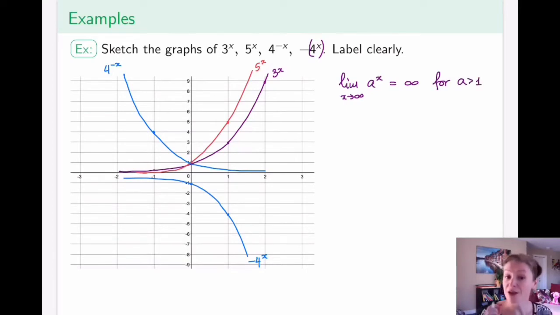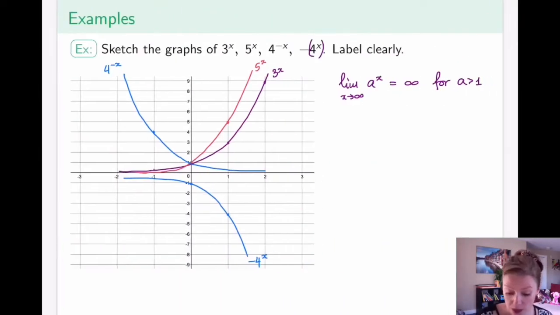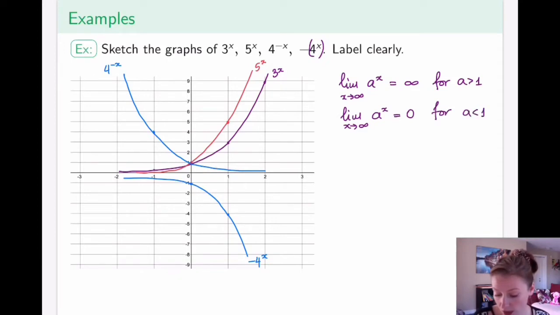If I have a fraction, that means that I really have a negative power like I did here, which means that the shape of the graph will be decreasing. So the limit as x goes to infinity of a to the x is equal to 0, approaching the x-axis for the values of a less than 1. Remember that for our exponential functions, a has to be positive. So in both of these cases, a's are actually bigger than 0.